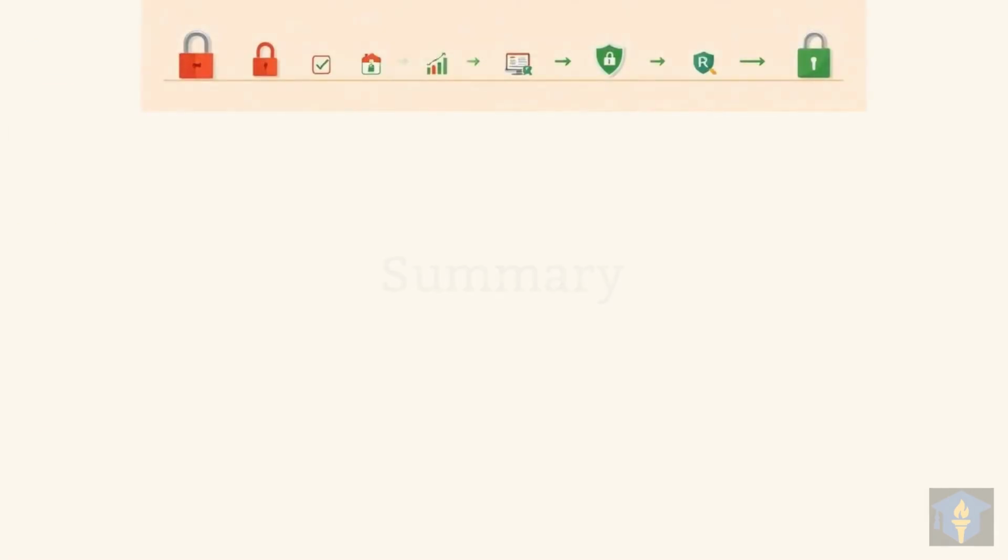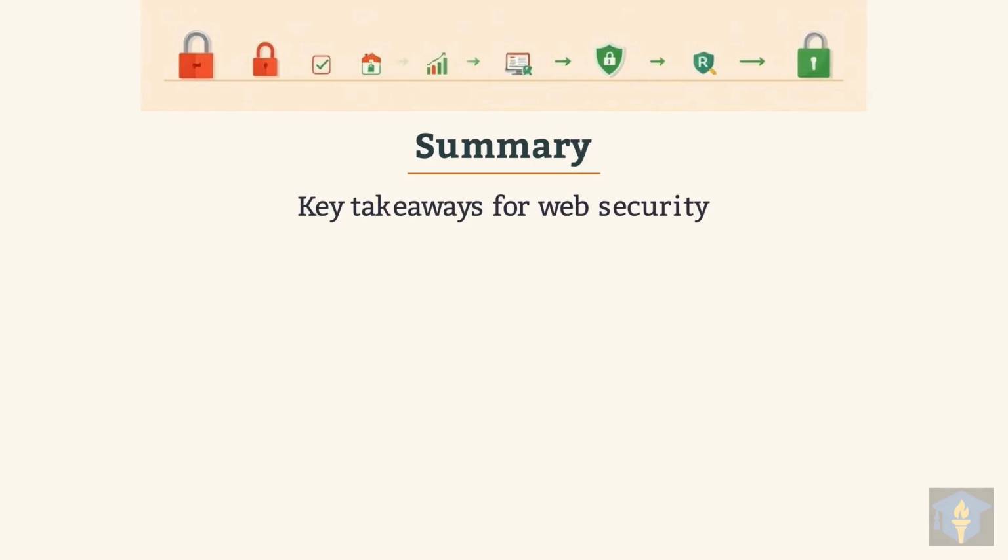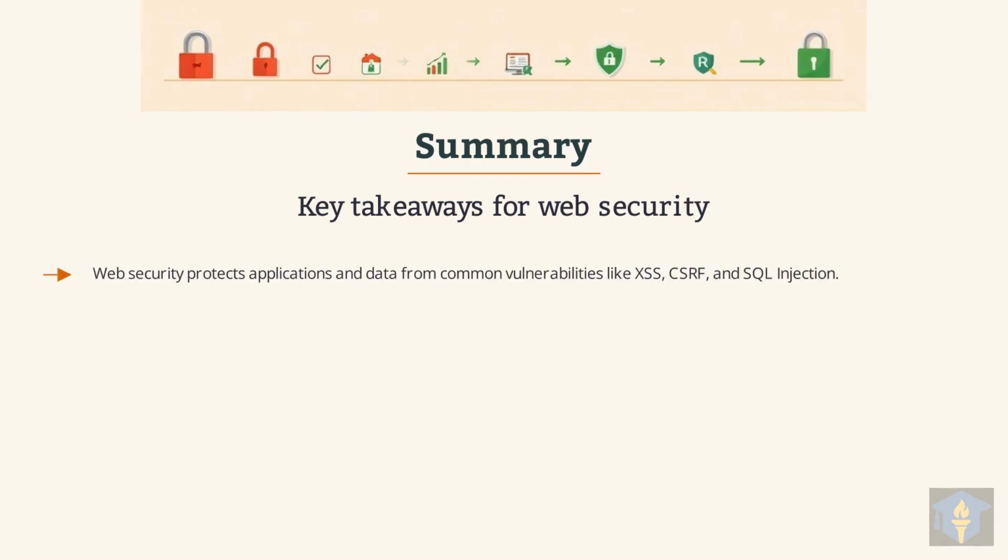All right, let's wrap up our discussion on web security with a concise summary of the key points we've covered. Here are the most important takeaways and practical insights for building and maintaining robust web security. Remember, web security safeguards your applications and data from common threats such as XSS, CSRF, and SQL injection. Implementing secure coding practices, like input validation, least privilege and proper error handling is absolutely crucial.